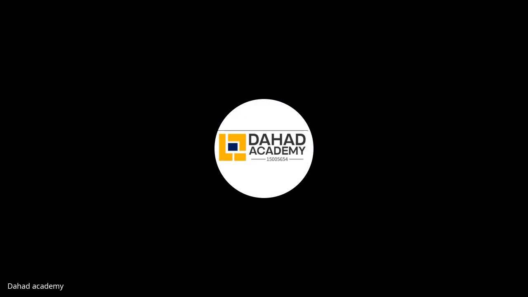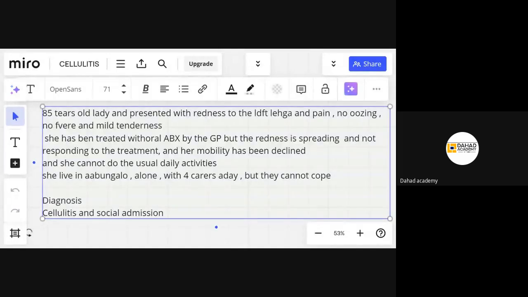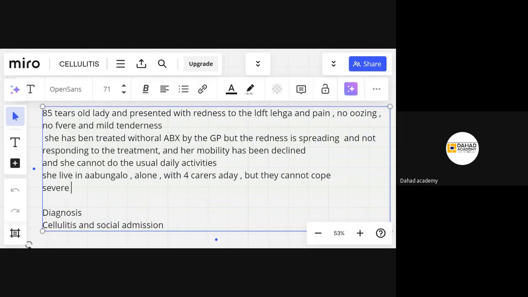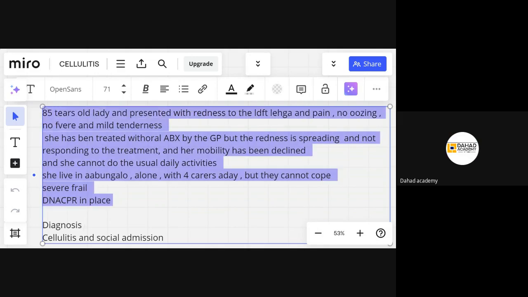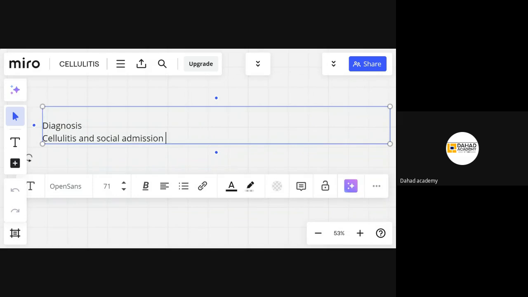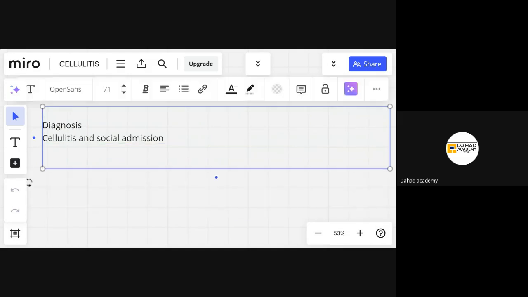The patient came in, she lives alone with full carers, and she is frail, and has a DNACPR in place. So if this patient deteriorated, you will not resuscitate this patient. We know now, as you told me earlier, the diagnosis for this lady will be cellulitis and for social admission. So you need to put the plan together now for this lady.